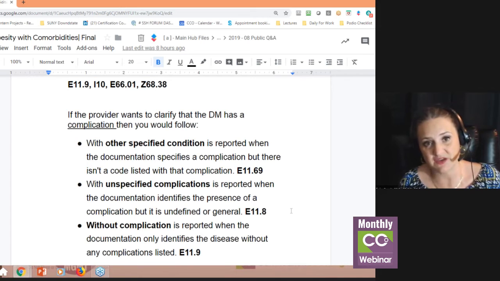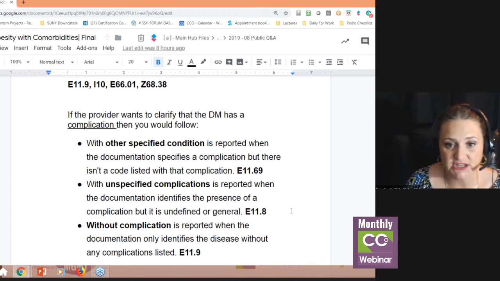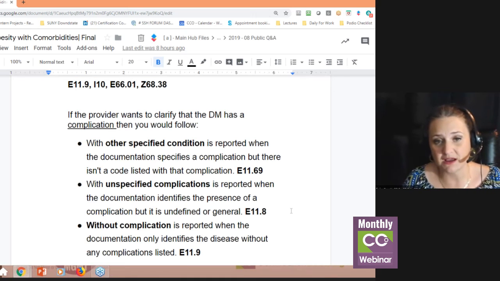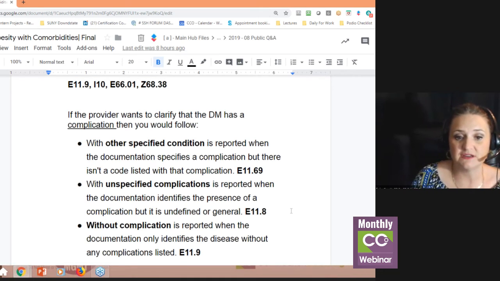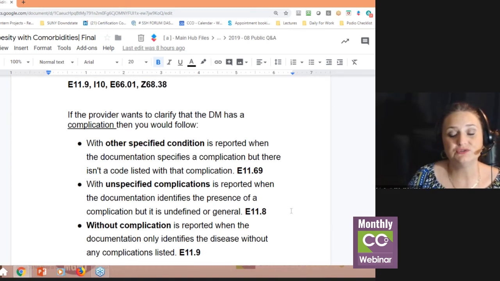It's an other specified, right? Now, maybe the provider describes it and it ends up being an unspecified complication, and that would be an E11.8. So they're saying that the documentation is telling us it has the presence of a complication, the obesity, but it's undefined or general, just obesity, right? Okay, then you could use E11.8.